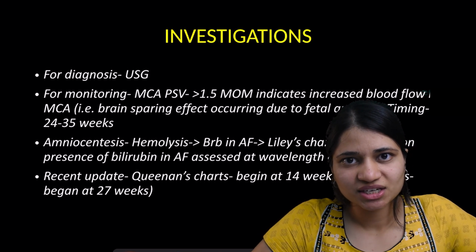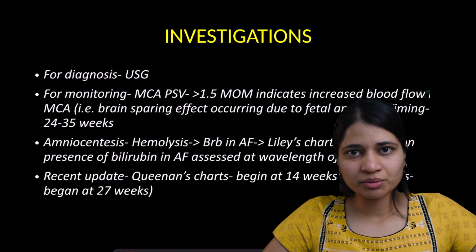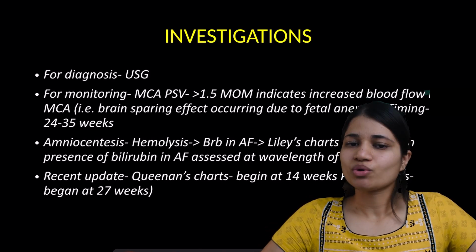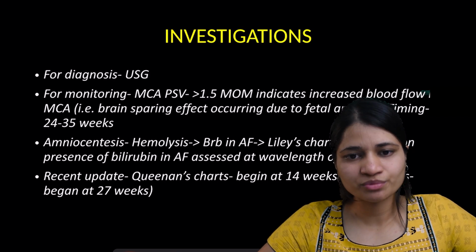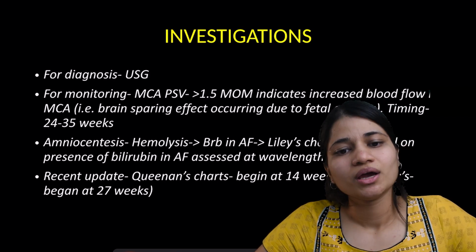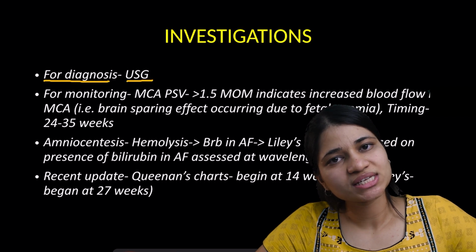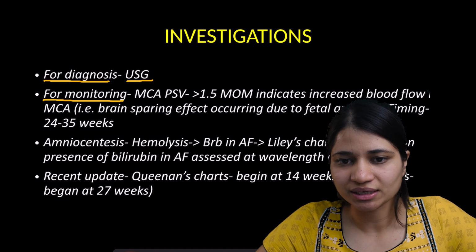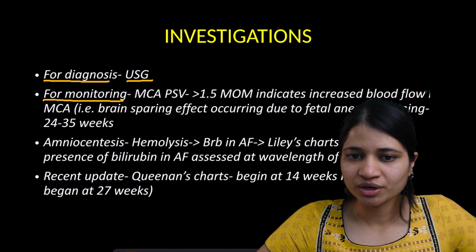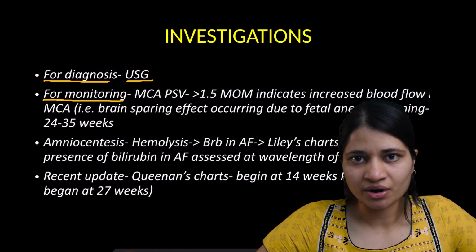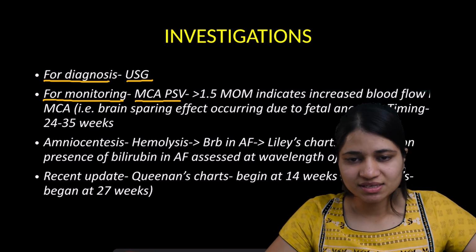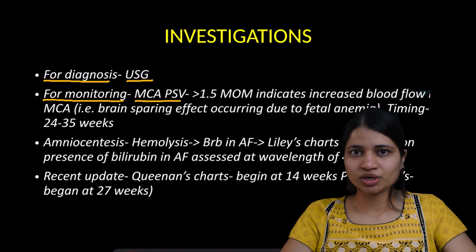Now, what are the investigations that we can do in a patient who is presenting to us with an Rh isoimmunized pregnancy? As we said, the diagnosis of hydrops is based on ultrasonography. Now, what is the investigation which is done to monitor a patient with Rh isoimmunized pregnancy? Usually what we do is a middle cerebral artery peak systolic velocity assessment. What is the basis of this middle cerebral artery peak systolic velocity?